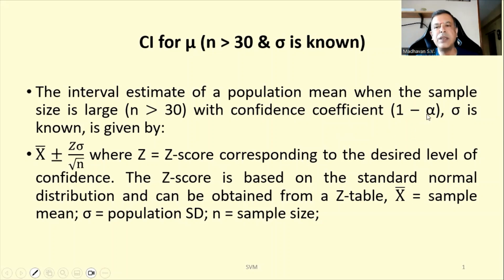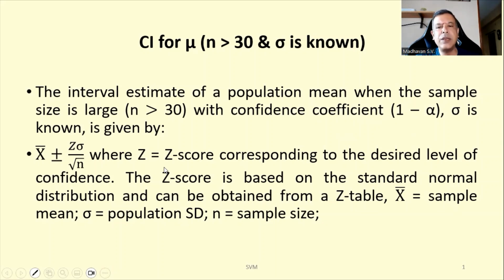For example, if it is a 5% level of significance, then the confidence level will become 95%. If it is 1%, then the confidence coefficient will become 0.99. So, when sigma is known, the interval is given by x bar plus or minus z sigma divided by square root of n, where x bar is your sample mean, z is the table value for a standard normal distribution for a two-tailed test for the given confidence level.